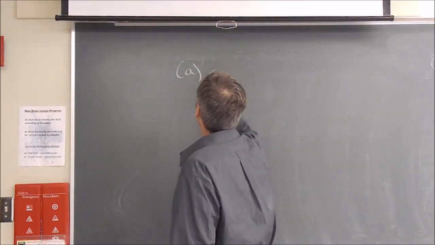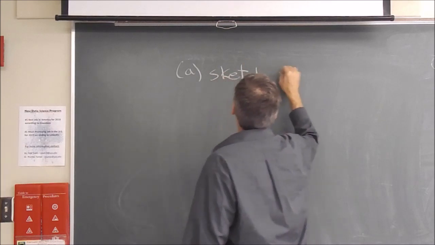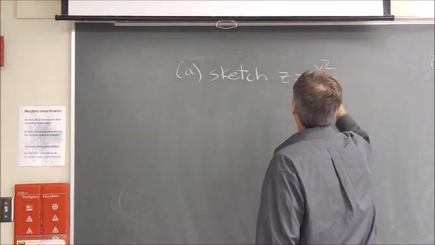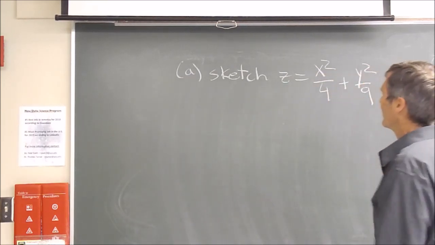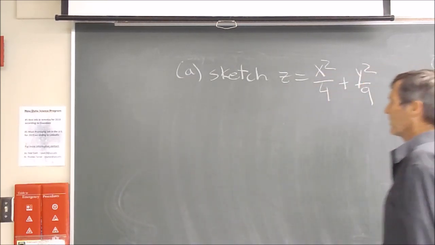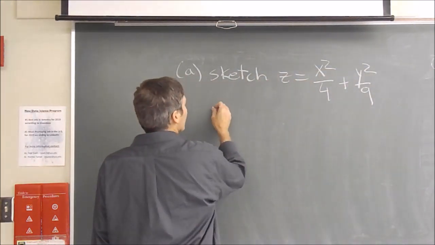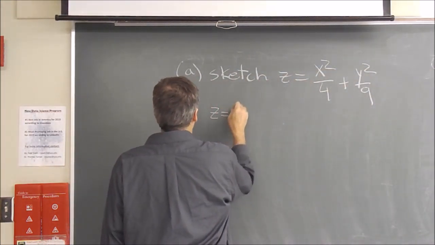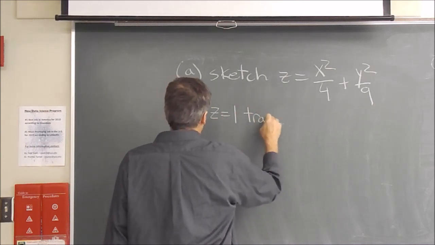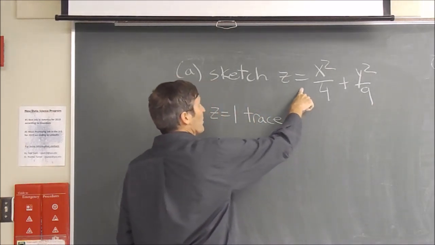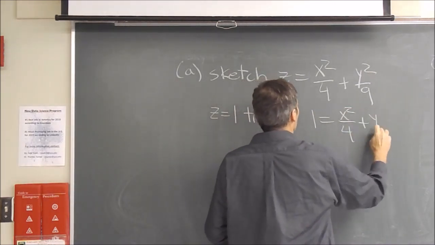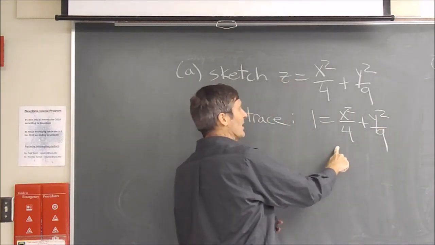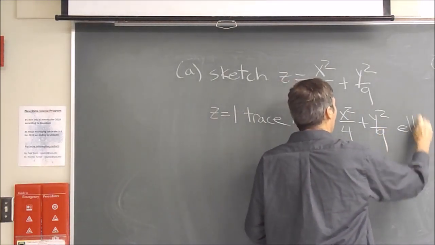So we have to sketch z equals x squared over 4 plus y squared over 9. If we didn't know those shapes we saw in the book, how could we figure out how to do this? We can make traces like this. We could set z equal a constant. Z equal a constant 1 makes a trace. The intersection of this with the plane z equals 1 is 1 equals x squared over 4 plus y squared over 9. Well, what is that? We recognize that as the standard equation for an ellipse.